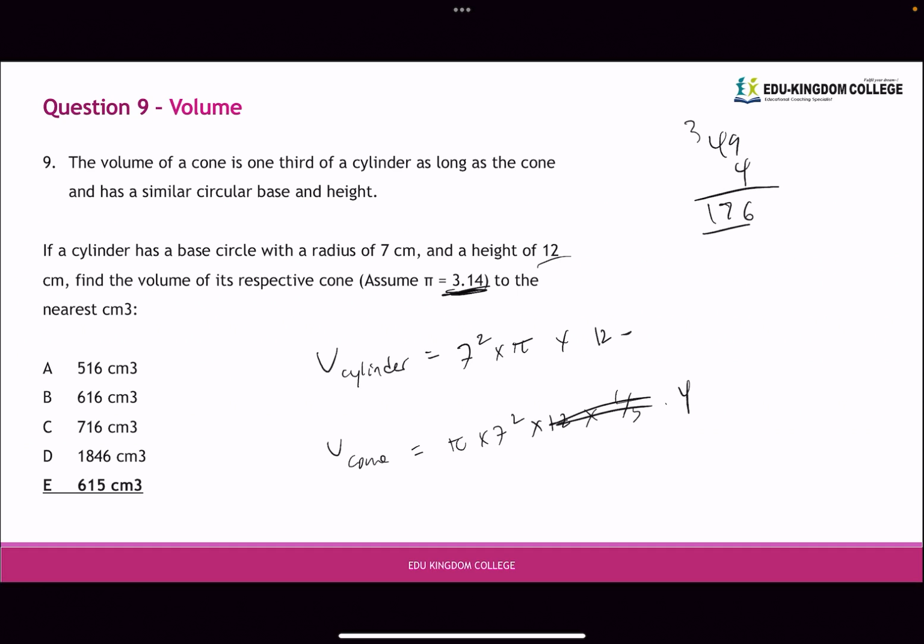Pi, they said to assume, is 3.14. We just have to multiply this, unfortunately, because B and E are really close together, so we have to multiply it to get an exact number. Instead of doing 3.14, because it's a little bit of a pain, I'm just going to do 314 divided by 100. So 314 times 196.